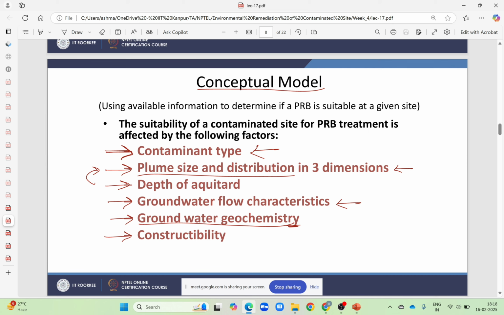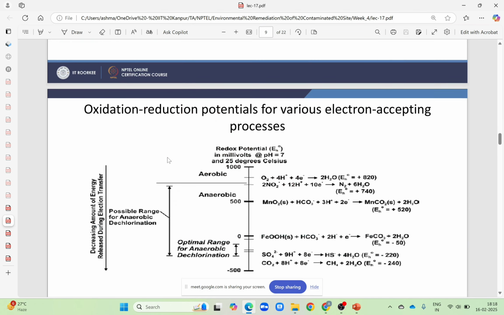Next is the depth of the aquifer, and the flow characteristics. We need to know what the hydraulic conductivity is, the velocity of flow and other characteristics, porosity characteristics. Next, there should be knowledge about groundwater geochemistry and the constructability, like whether a PRB can be installed or not.